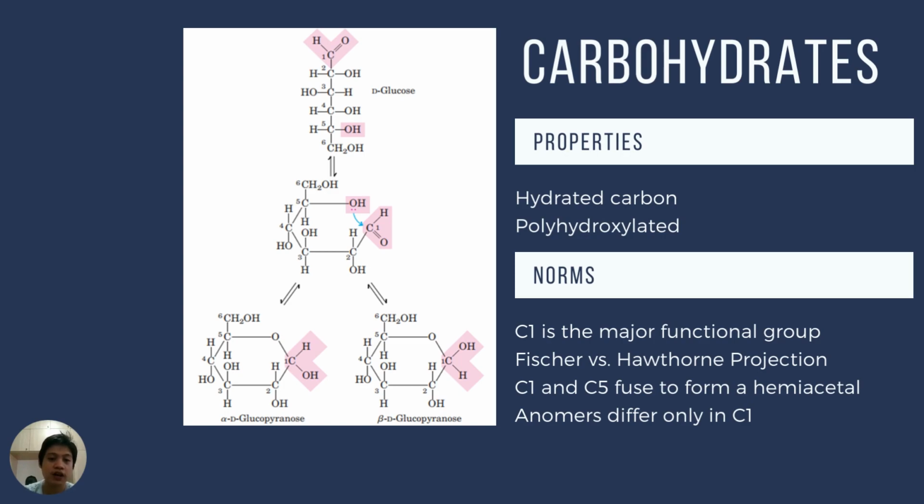Another norm is if a sugar or any structure differs from all other isomers only in carbon number 1, that is called an anomer. So, simply put, yung anomer is an isomer na nagdi-differ lang in carbon number 1. Okay?